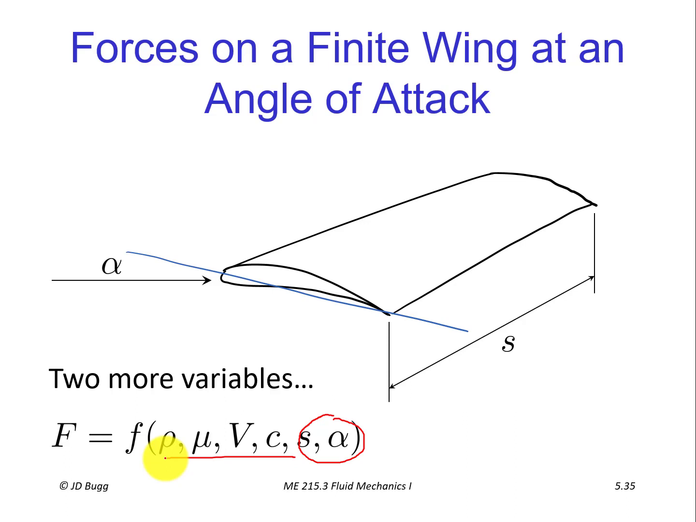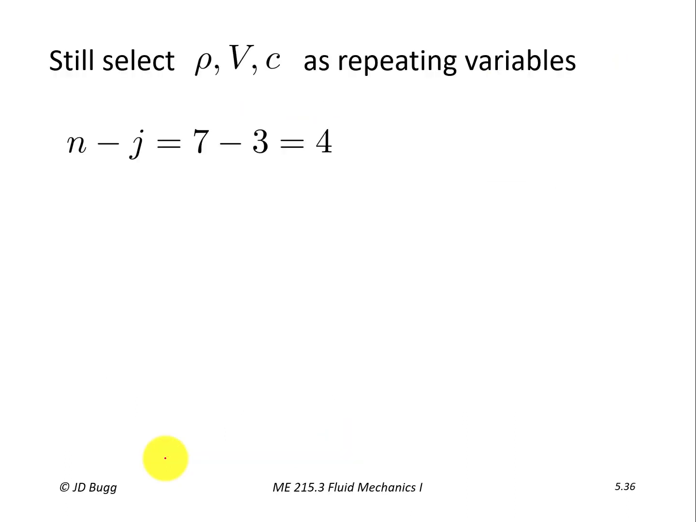So we're not going to do that here. In this analysis, we're still going to select rho, v, and c as the repeating variables. And that's key. If we actually picked one of our new variables as one of the repeating variables, then we would have to rewind and do most of the Buckingham pi theorem over again because we'd have a different set of repeating variables. So we're going to pick that same set of repeating variables that we used when we first analyzed the drag force on this object.